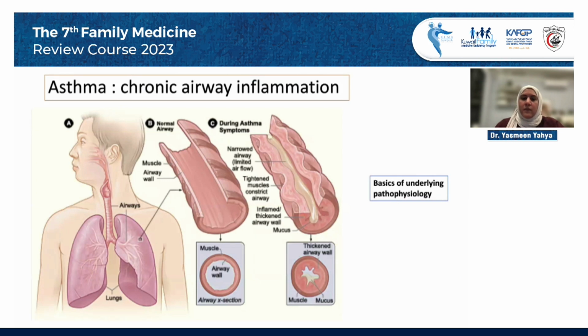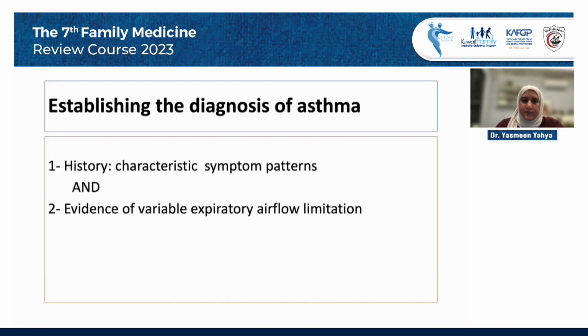So this picture tells us the basics of the underlying pathophysiology of asthma, which is chronic airway inflammation. There is chronic inflammation in the airways that makes them thick, and there's a lot of mucus production. That's why they become obstructed or narrowed. And this diagram is very helpful when you want to explain the diagnosis of asthma to your patients.